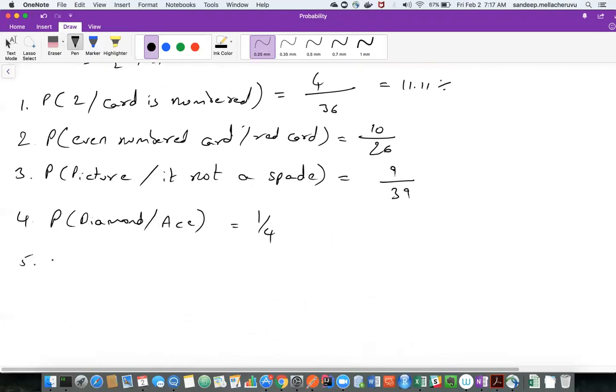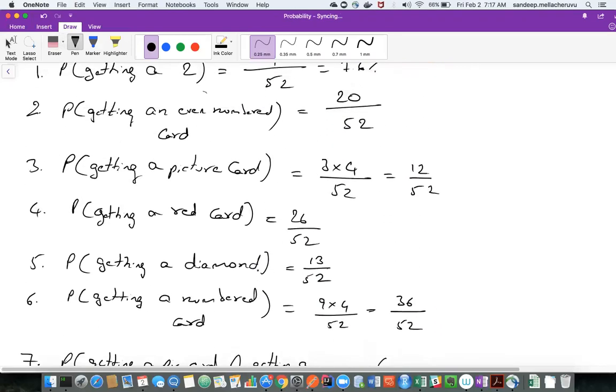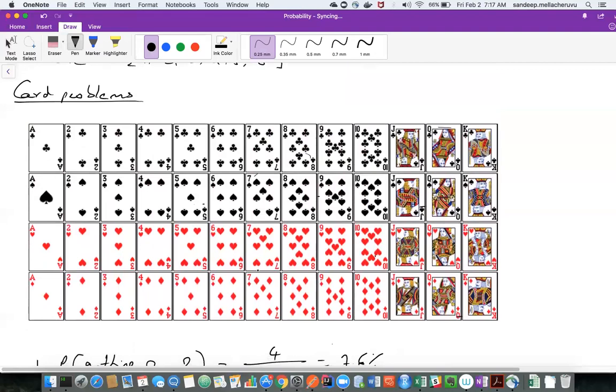Maybe one more final one. Probability of getting a 3 given a diamond and spade. I'm just using some intersection here. When I say 'and', it is nothing but intersection. So probability of getting a 3 given it is a diamond and spade. And this is tricky. Diamond and spade, we don't have the combination here. Diamond is all this, spade is all this.